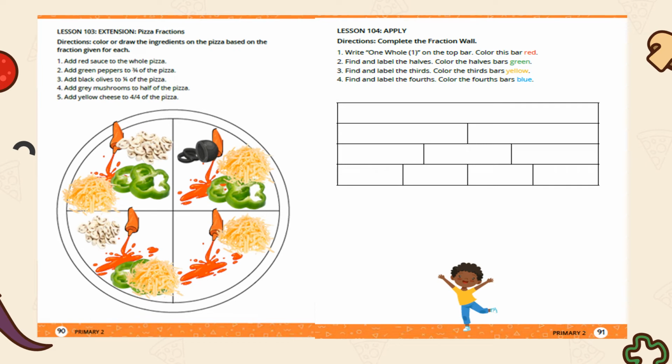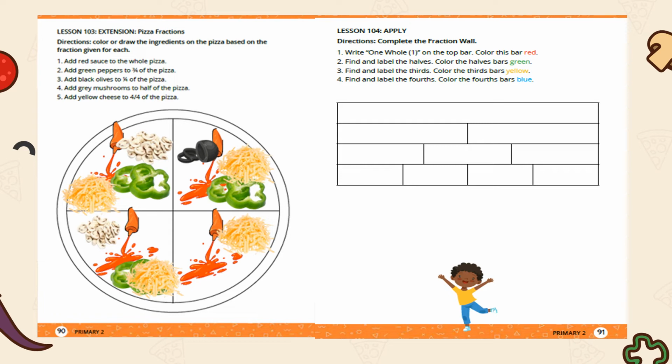In number 3, add black olives to 1/4 of the pizza. Just 1 part. Number 4, add gray mushrooms to half of the pizza. So we put it on the half. Number 5, add cheese to 4 over 4 of the pizza. 4 over 4 means all the pizza, the complete pizza.